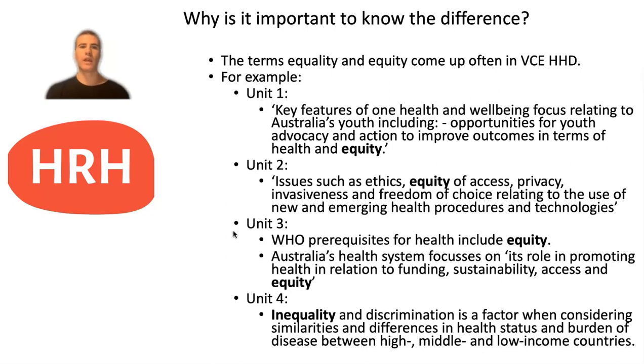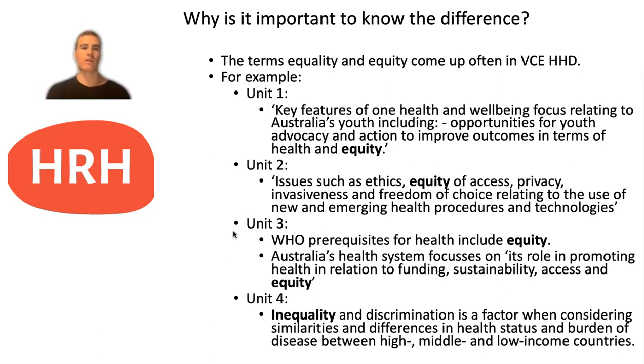When you're looking at the key features of one health and wellbeing focus relating to Australia's youth, that includes opportunities for youth advocacy and actions to improve outcomes in terms of health and equity. You can see there I've bolded equity to make it clear where it pops up. Also in Unit 2, it mentions issues such as ethics, equity of access, privacy, invasiveness, and freedom of choice relating to the use of new and emerging health procedures and technologies.